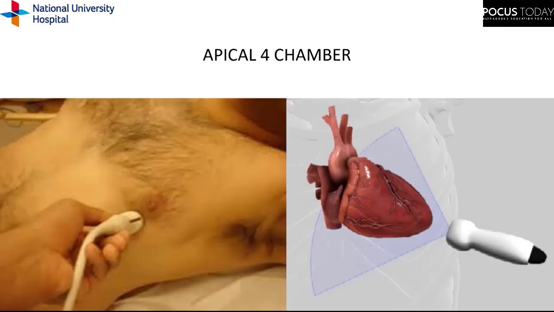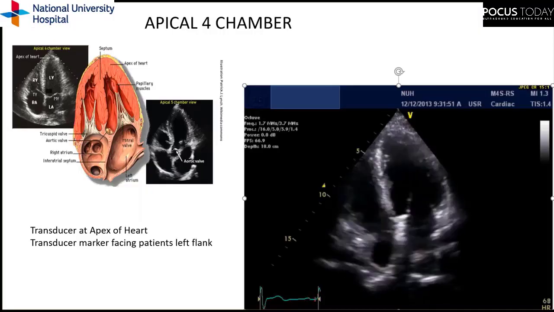The apical 4-chamber view is obtained by placing the transducer at the point of maximal impulse or at the apex of the heart. This is normally in the 4th or 5th intercostal space in the mid-clavicular line. The transducer orientation marker should face the patient's left flank or 3 o'clock position. Ensure that all 4 heart chambers are visualized and make probe adjustments until there is no foreshortening seen.